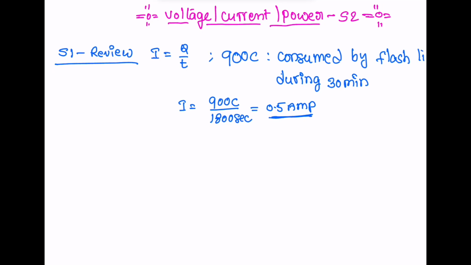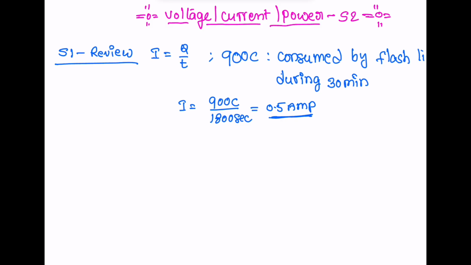First let's review S1. In S1 we already concluded I equals Q by T, and we discussed a small problem. 900 coulombs of charge is consumed by a flashlight during 30 minutes. We calculated the current out of it. It concludes 0.5 amperes.